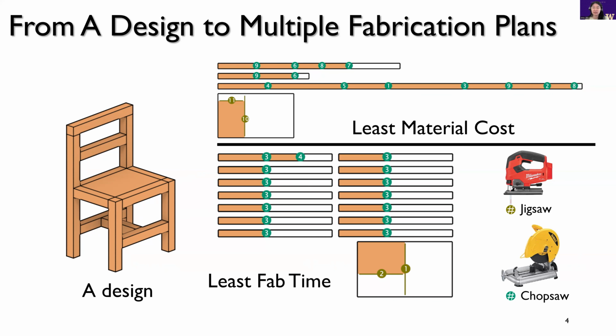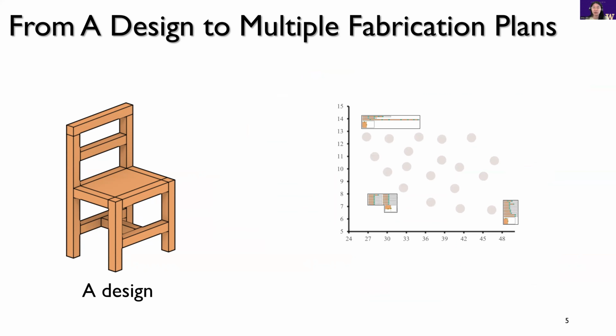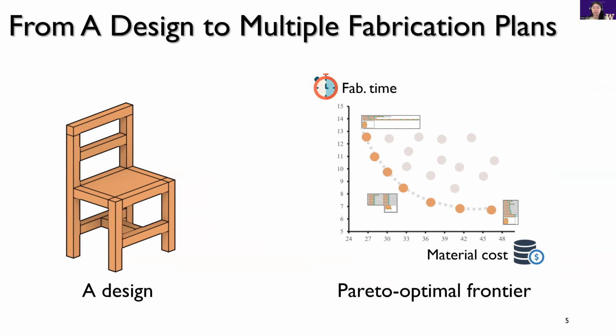Users therefore want to understand the landscape of possible compromises that we can have with each fabrication plan. Note that there are a set of plans that are optimal according to this multi-objective optimization problem. They lie in what is called the Pareto-optimal frontier. So how can we find this set of optimal fabrication plans given a design?